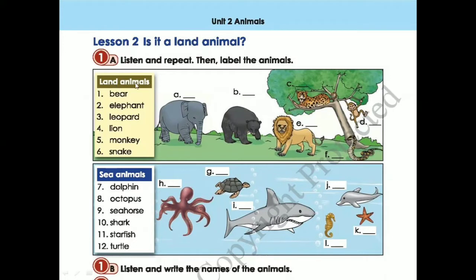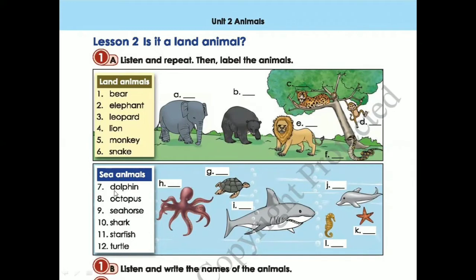Okay, so land animals. One, bear. Two, elephant. Three, leopard. Four, lion. Five, monkey. Six, snake. So they are land animals. Why do we call them land animals? Because they live on land. Yes, that's why we call them land animals.